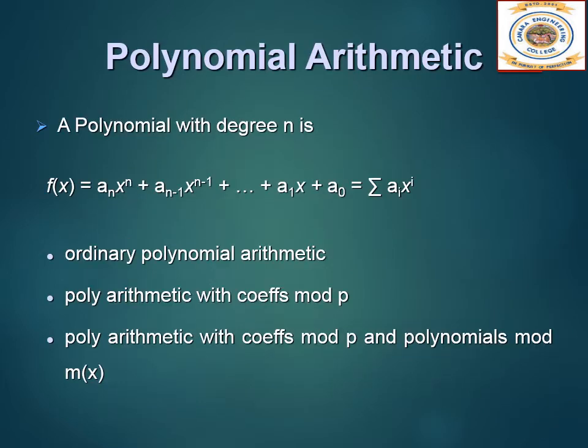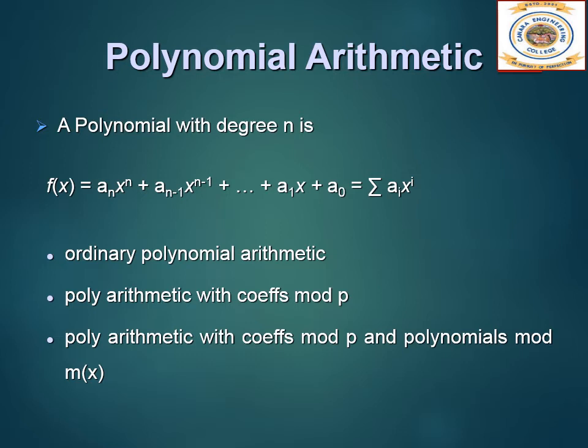Before continuing with the discussion of finite fields, we need to introduce the subject of polynomial arithmetic. We are concerned with polynomials in a single variable x. A polynomial of degree n is represented in this form: f of x equals a_n x to the power n plus a_(n-1) x to the power n minus 1 plus ... plus a_1 x plus a_0, or summation of a_i x to the power i.